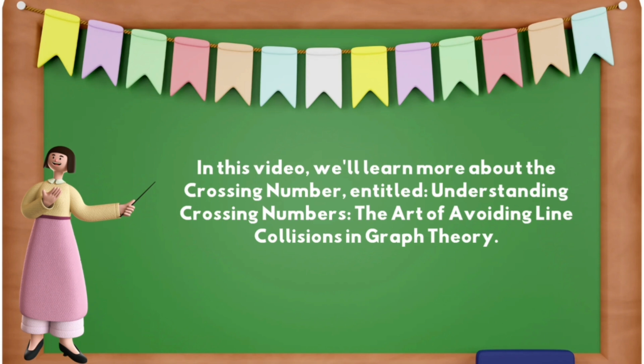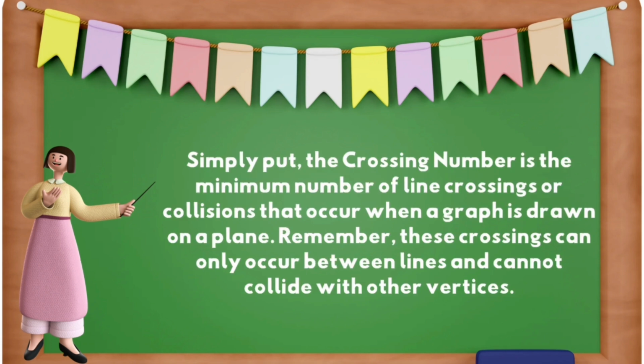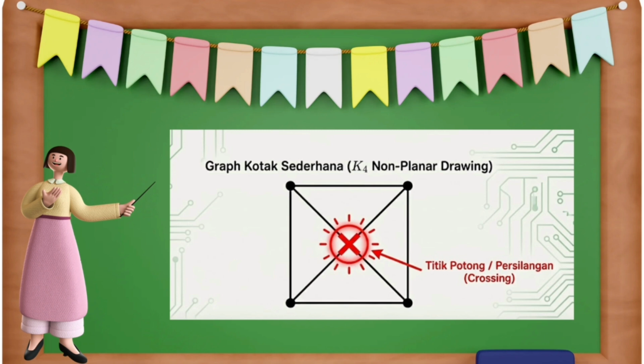in Graph Theory. Simply put, the crossing number is the minimum number of line crossings or collisions that occur when a graph is drawn on a plane. Remember, these crossings can only occur between lines and cannot collide with other vertices. As a starting example, let's look at this simple box graph. If we draw diagonal lines through it, it will form an X-shaped shape that intersects each other midway. This intersection point is called a crossing point.